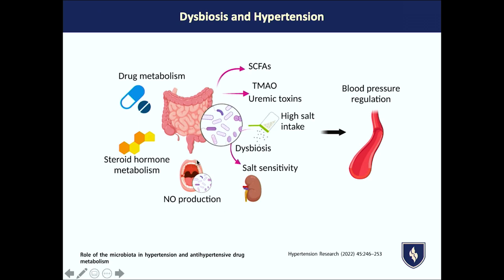Now here you can see an illustration between short-chain fatty acids and TMAO, dysbiosis and salt sensitivity. They found that for certain people, their bacterial species in their gut can make them extremely sensitive to salt.